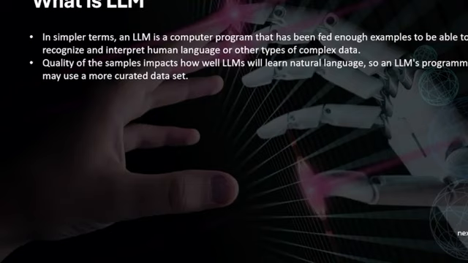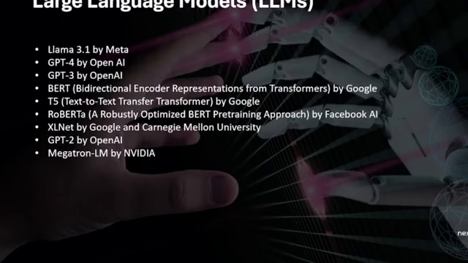Yes, it can also understand human language, and complex data as well. Quality of samples impacts how LLMs will learn natural language. As we have seen from data science practice, if the quality of your data is good, obviously your output and accuracy will be good. So always keep in mind, large language models also accept good quality data. Large language programmers may use more curated data sets, so your data set should be more curated so it can easily understand.